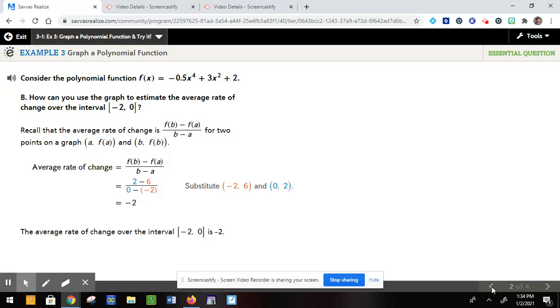So you have 2 x values that you're given. What you need to do is find the y values that correspond. So when you substitute -2 into the function, you get 6 for y. When you substitute 0 into the function, you get 2 for y. Now you've got 2 ordered pairs. Again, essentially just using slope formula here, and you get that the average rate of change is -2.